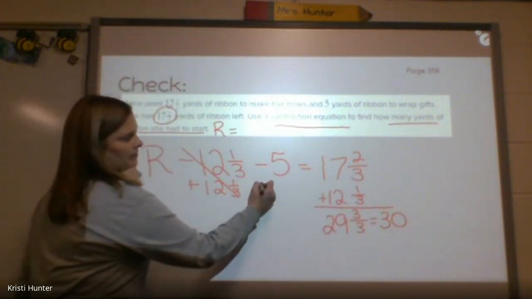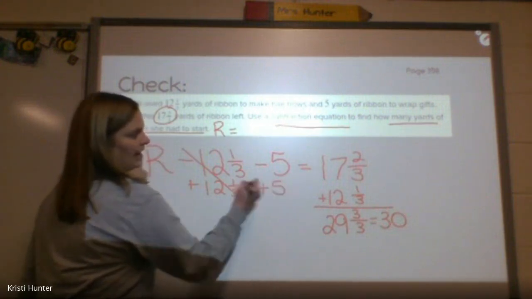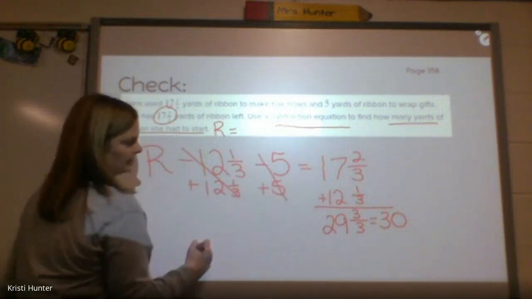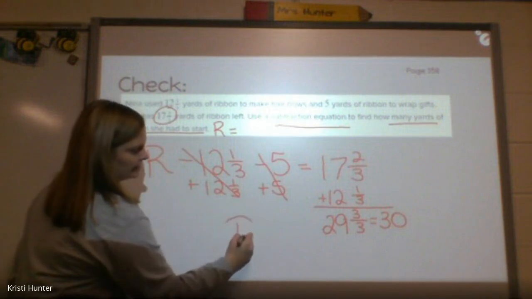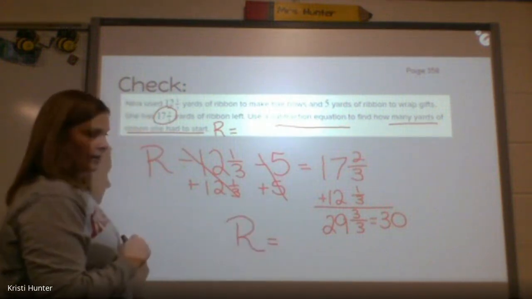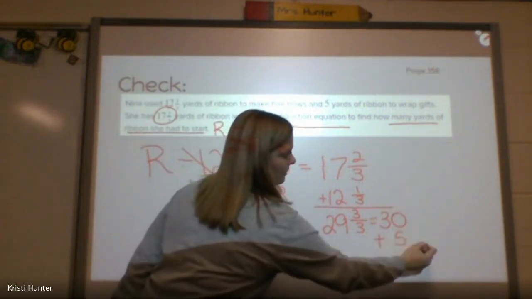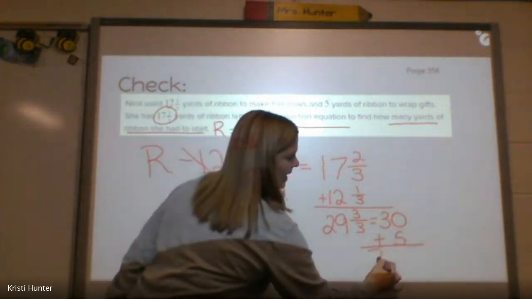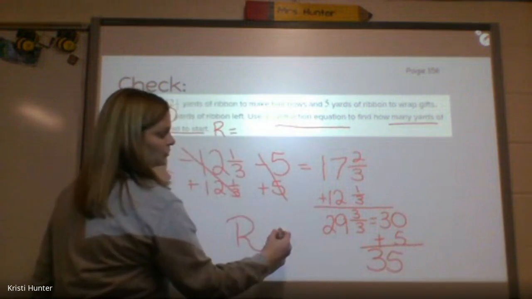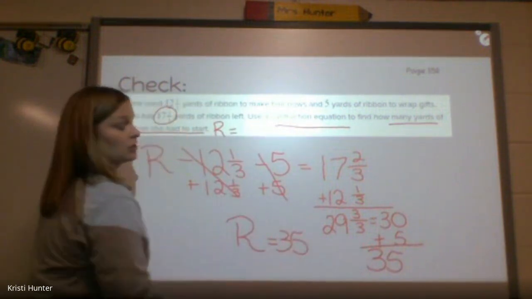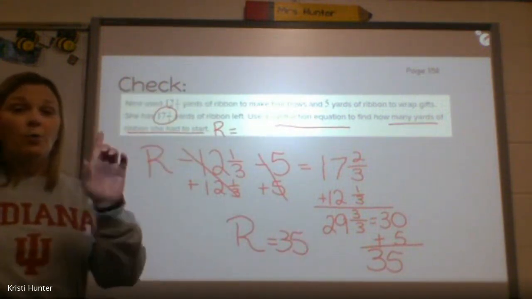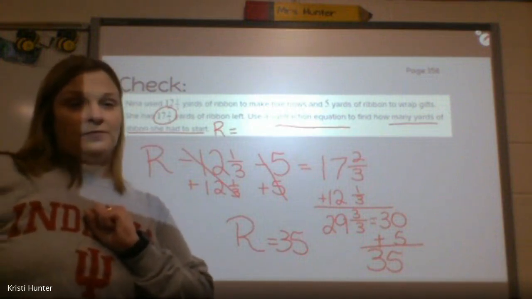And now I need to get rid of this 5 over here. So I'm going to add 5 to my minus 5. That'll get me back to 0, and I'll get to figure out what R equals. So I have 30, and I'm going to add 5, which means I now have 35. So R equals 35. One way that your group could have solved.